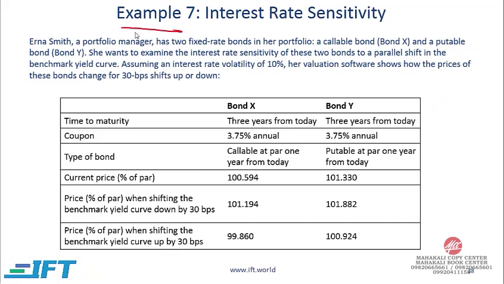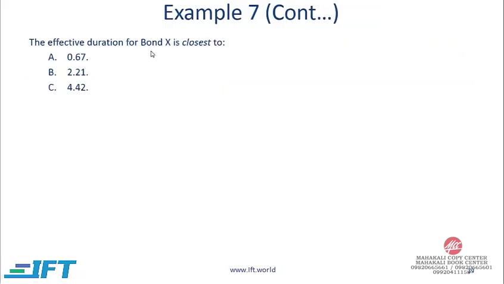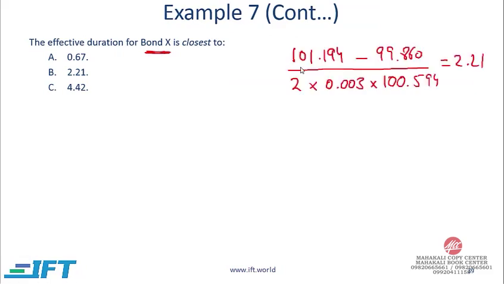Now let's work through example 7. I want you to read this information and have it handy as we do the questions on the next couple of slides. You need to find the effective duration of bond X. Here we simply plug numbers into the effective duration formula and we should get 2.21.